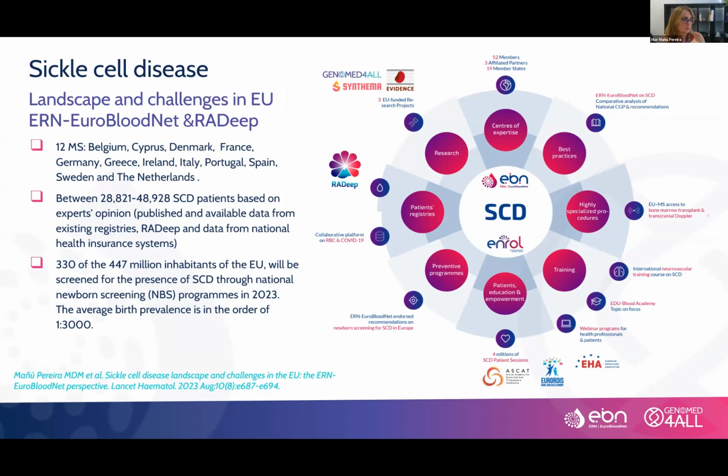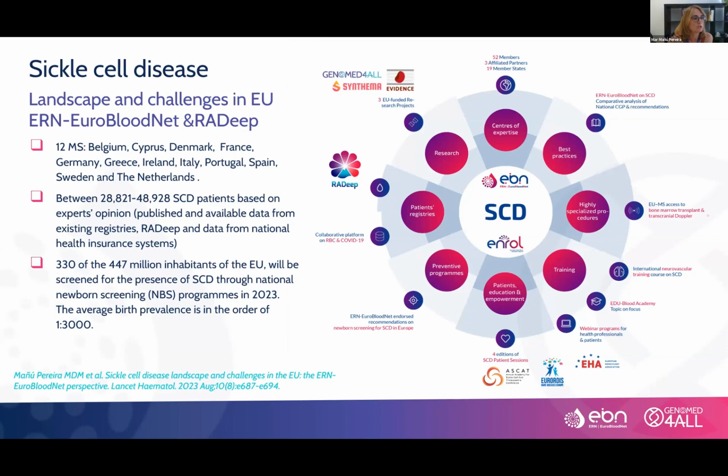So there are programs for newborn screening, and we understood that they are implemented in most of the countries. More or less 330 million inhabitants, out of 447 million in the total European Union, will be screened for sickle cell disease. And the average prevalence at birth is in the order of 1 out of 3,000. So you see that it's still a rare disease, but a disease with a high impact on the population in Europe.